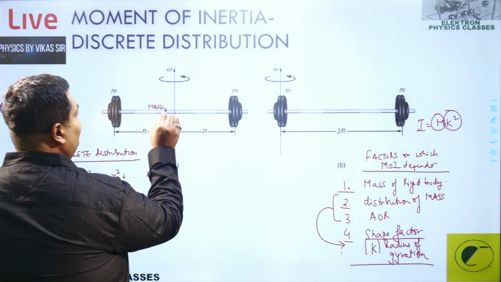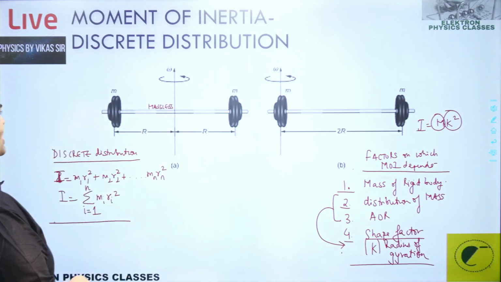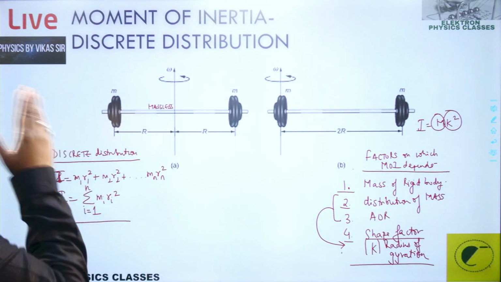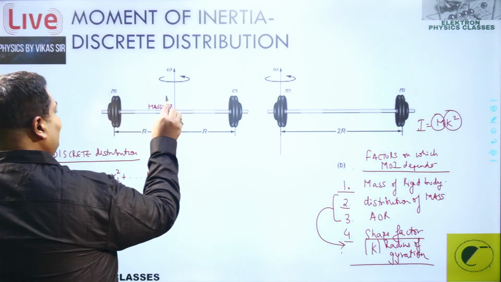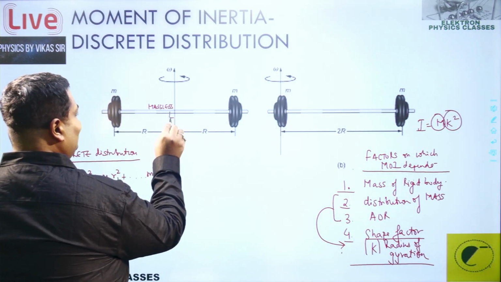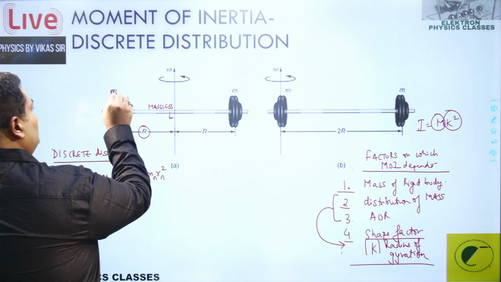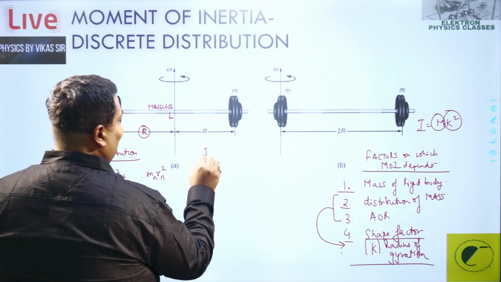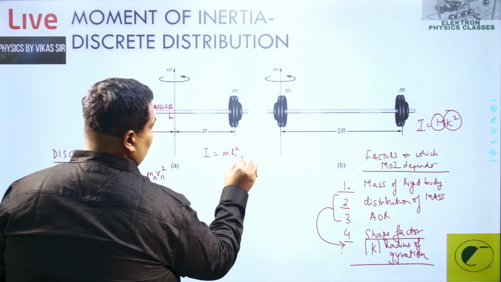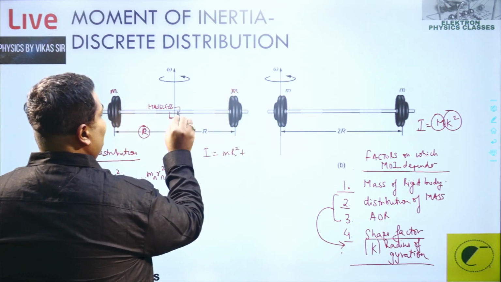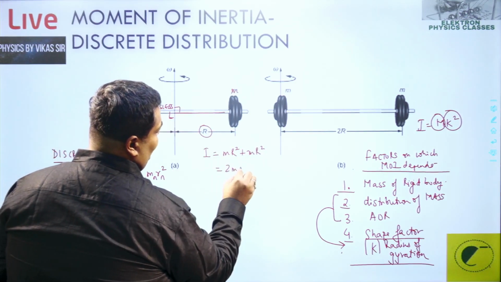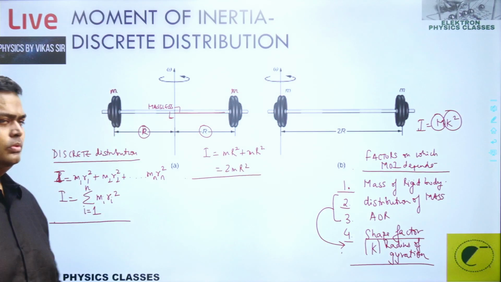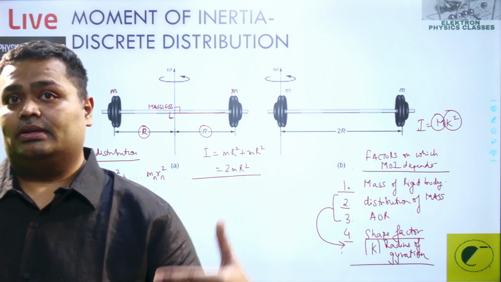We have an axis which is passing through the center. We need to calculate the moment of inertia about this axis. So this particle, with this perpendicular distance r, gives a moment of inertia of m into r square. For this particle, it's again the same perpendicular distance r, so plus m into r square, and the result becomes 2m into r square. That's the moment of inertia about the center.